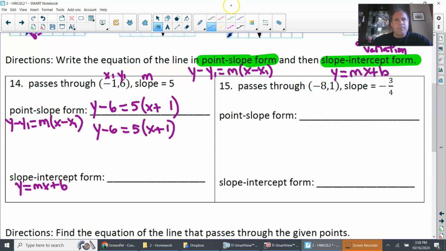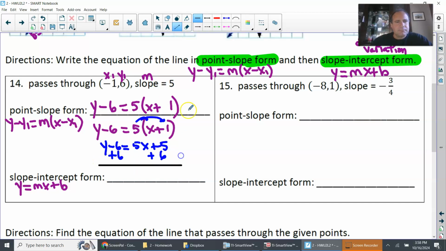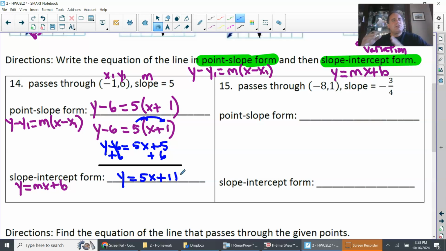So for the slope-intercept form, and I'll do this in blue, go ahead and do the distributive property like we just did in the prior questions. Y minus 6 equals 5x plus 5. And then you solve for y. It's plus 6, and then you will get this canceling, and you get y equals 5x plus 11. Slope-intercept form. That's it.